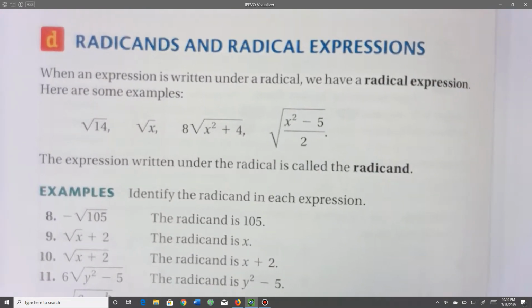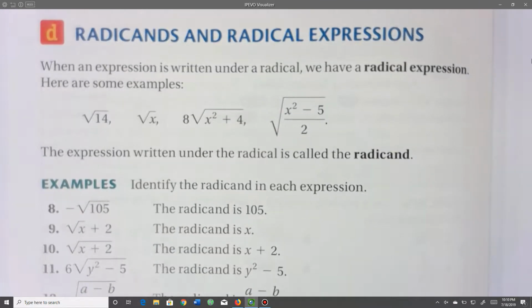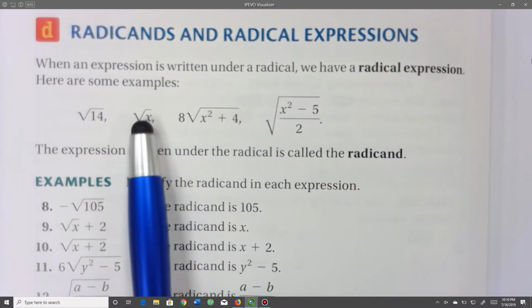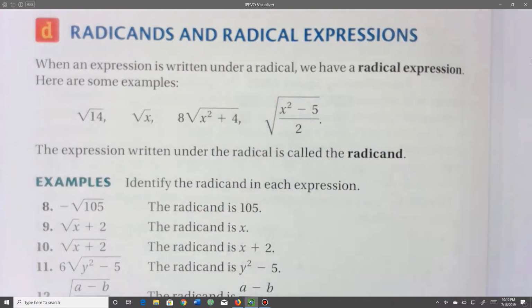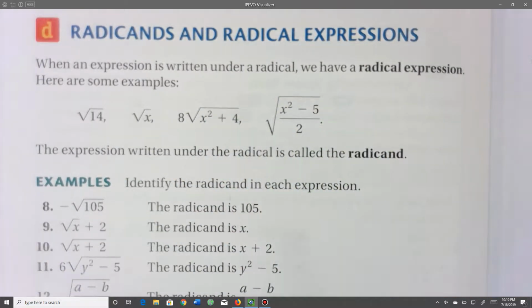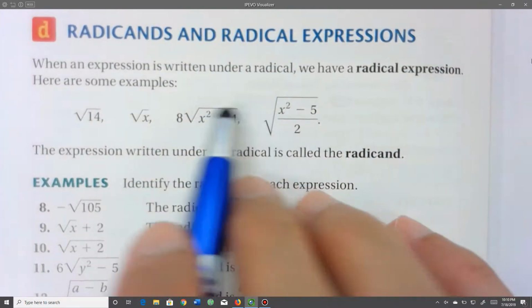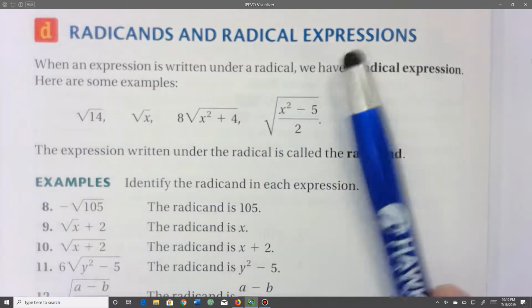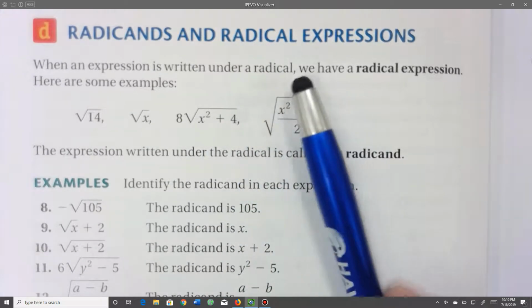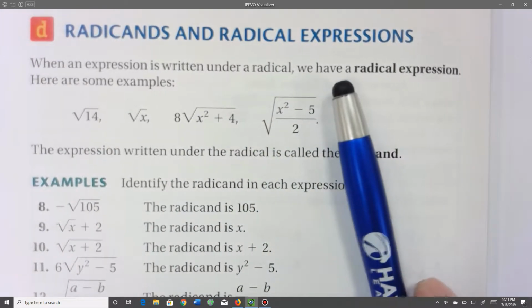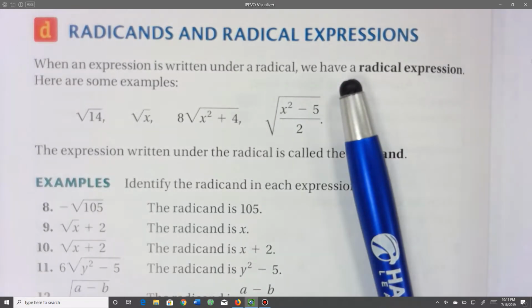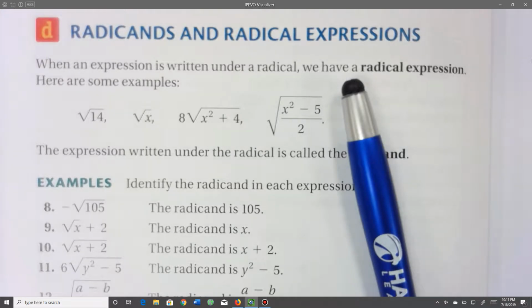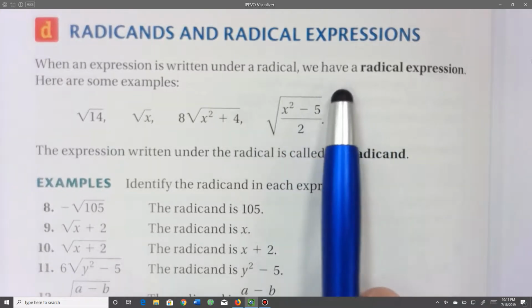All right, so let's move on to D. Radicands and radical expressions. And remember that I'm going by the book. This is the section from the book, so you can make prints out of your book somehow. It's not going to let you print, but you can print your screen and put it on a Word document and print from there. That's how I would do it.